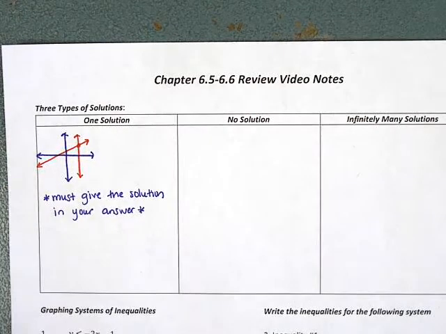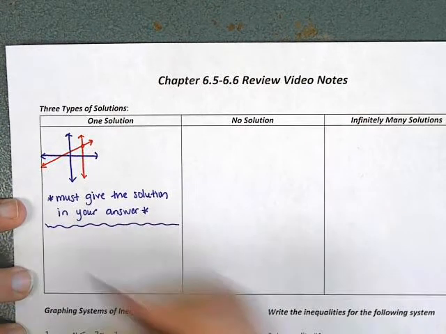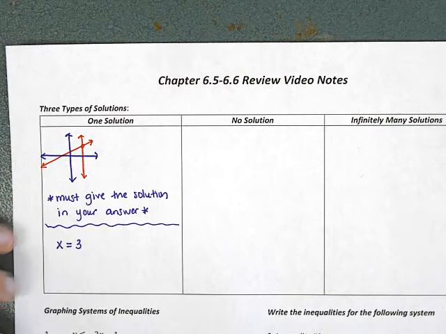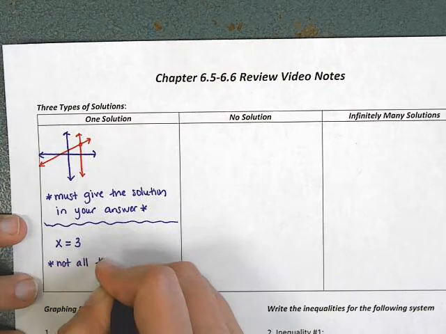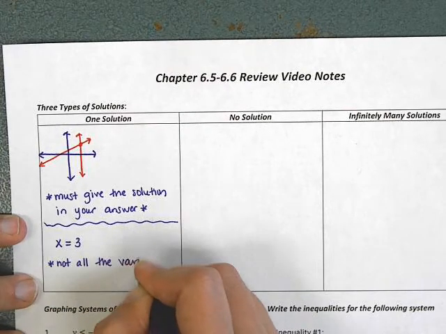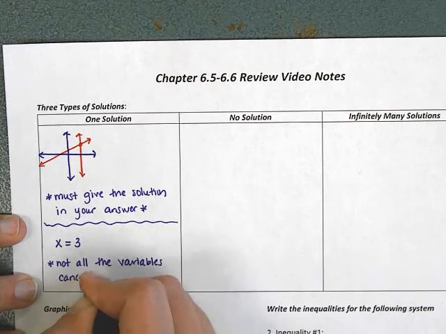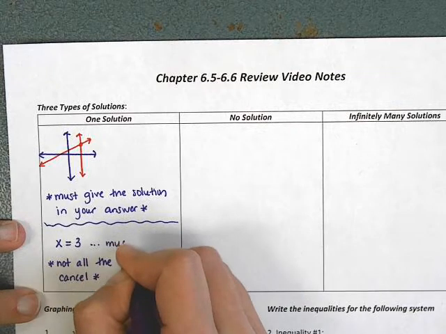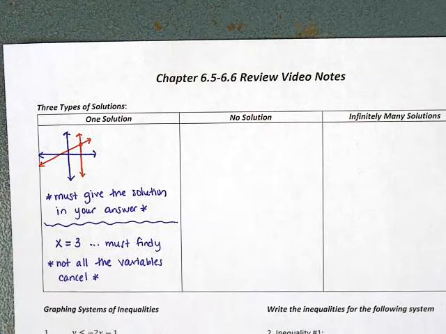Now, if you're solving a problem and you are going to get one solution, then after solving, you're going to get something like x equals 3. Note here that not all the variables have canceled. And again, if you get x equals 3, then you must find y. And you have to then go back and tell me the answer at the end.